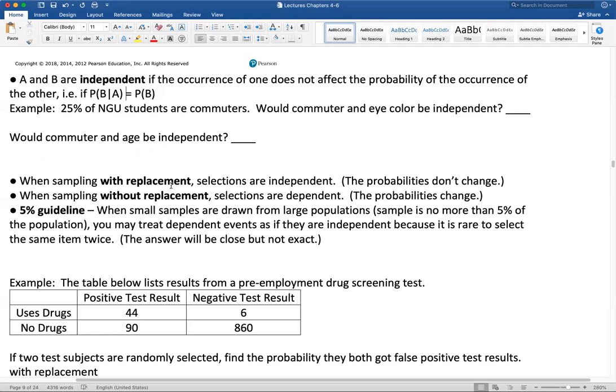But then you pick the second candy, and the probability that the second candy you picked is blue will depend on whether or not you put the first candy you picked back into the candy jar or just leave it out. So if you pick the first candy, look at the color, and then put it back, that's with replacement.